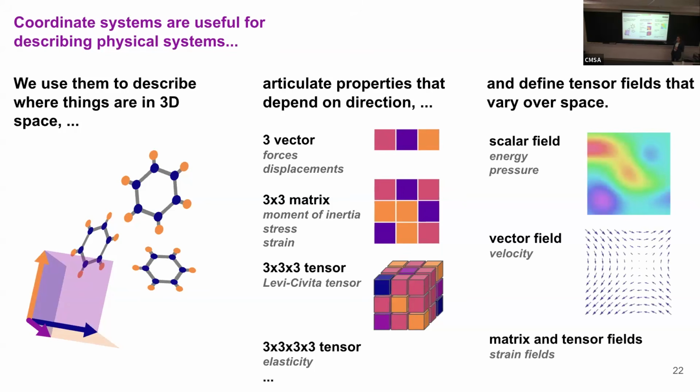We additionally have tensor fields. So we can have scalar fields like energy, pressure, that can be a function of a collection of variables, vector fields, useful for describing velocity fields and fluid dynamics. And you can have matrix and tensor fields. This is particularly true for strain fields and materials. So 3D coordinate systems, if you're in 3D, very useful.